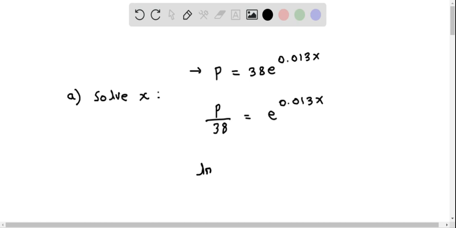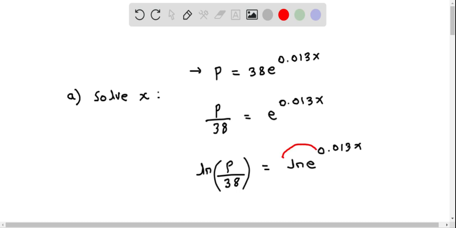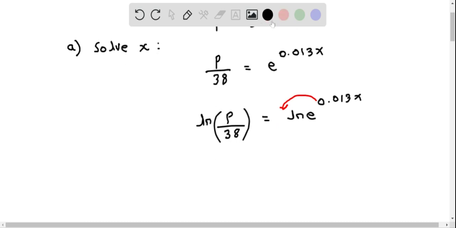So when I do that, I get a natural logarithm of p over 38. This equals natural logarithm of e raised to the power of 0.013x. Now we apply the properties of logarithm, that is the power property of logarithm, and this means this power will come in front and it will get multiplied with this natural logarithm of e. So the next step, I can write down this as the left side remains the same, that is natural logarithm of p over 38.